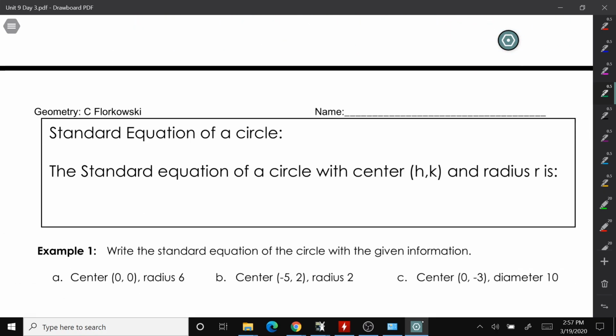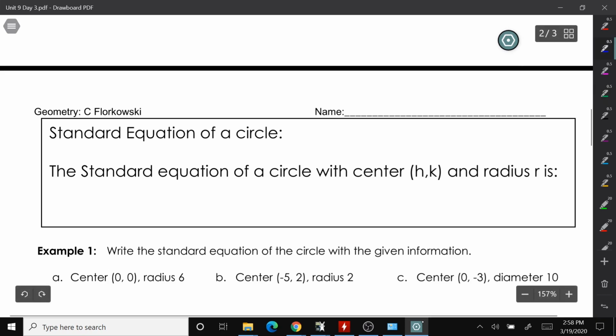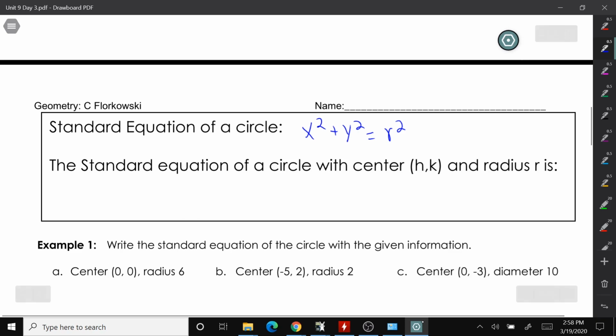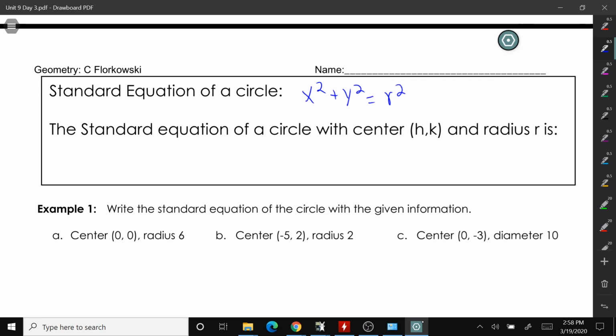All right, let's look at the next page. The standard equation of a circle with the center at 0, 0 is x squared plus y squared equals the radius squared. That's our standard equation of a circle that is not shifted left or right, where the center is at the origin. Now, if the center is not at the origin, then the equation is going to look like this.